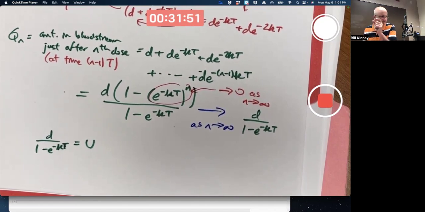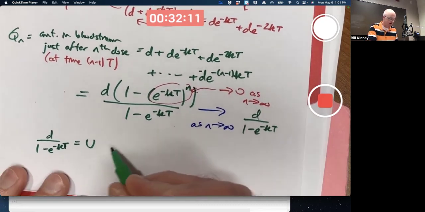U is the upper limit above which it's toxic. That's a fixed number. D is the dosage amount. That's a fixed number. K is natural log of 2 over the half-life. That's a fixed number. It depends on what the drug is. It's T that I want to know. So solve this for T.